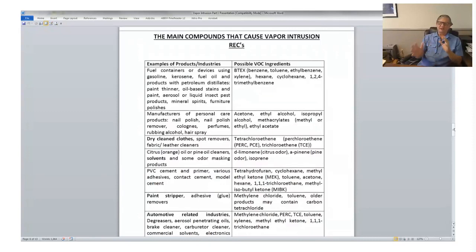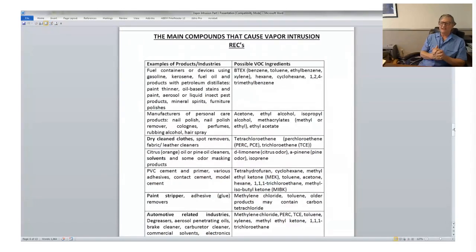Manufacturer of personal care products, dry cleaned clothes. We all know about tetrachloroethene, perchloroethene, PCE, trichloroethene, TCE. And that's the most common thing we find that causes vapor intrusion on our sites or adjacent to our sites.